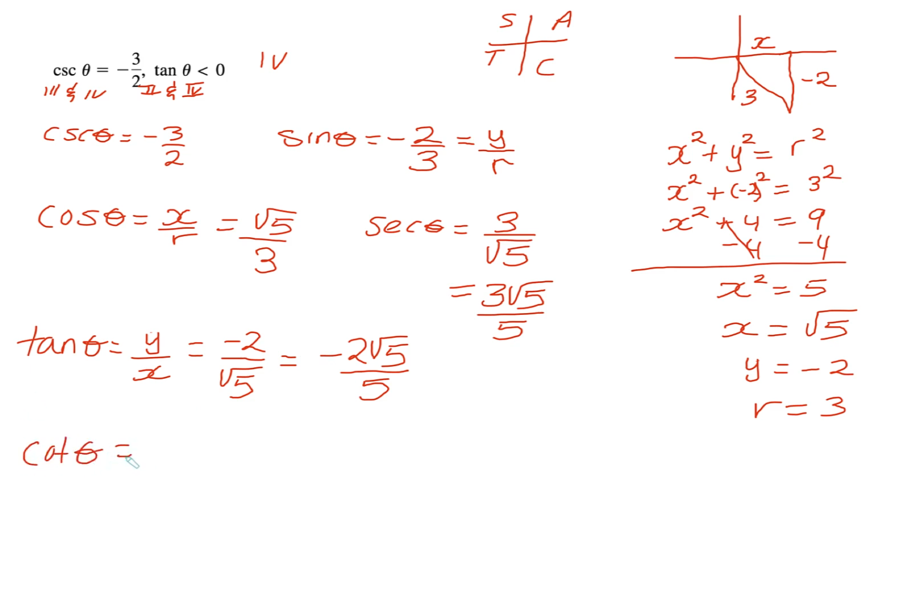And last but not least, we can have cot. Cot is the reciprocal, so I'm going to go from here. And that would be the square root 5, and let's not forget our negative, over 2. And we don't need to rationalize this because the radical is in the numerator. So we have our 5 trig functions. We started off with cosecant. We found sine, cos, secant, tan, and cot.